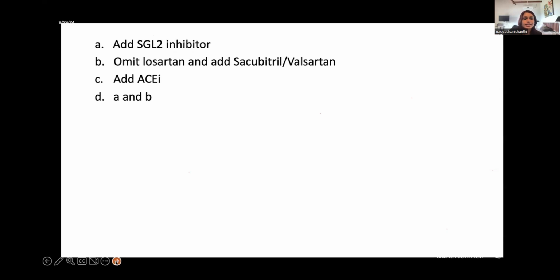Do you add SGLT2 inhibitors, omit losartan and add sacubitril valsartan, add ACE inhibitors, or A and B? Obviously, as I mentioned earlier, the eGFR is okay, 34. So what do you do? Of course, we need to add SGLT2 inhibitors if there is no contraindication. We'll discuss the contraindications later. And as I mentioned, ARNI is always better than ARBs, so we can omit losartan and add sacubitril valsartan.